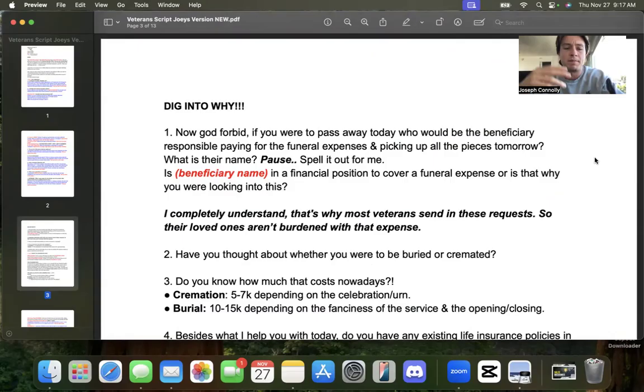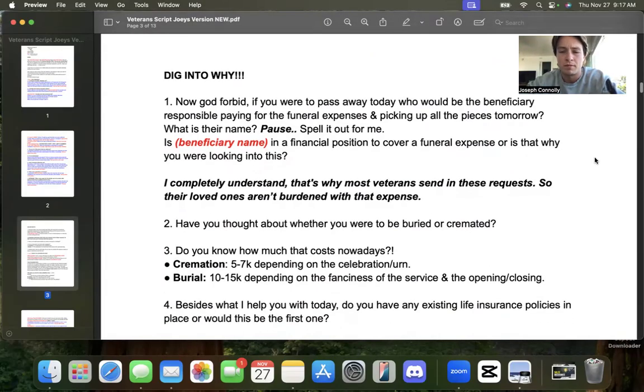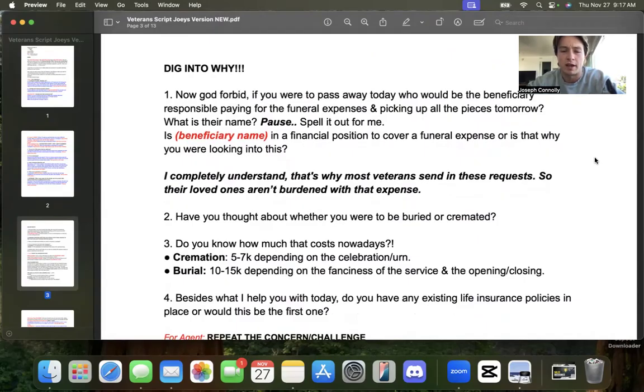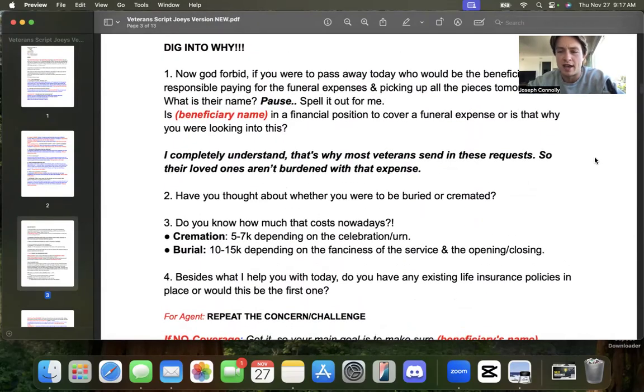All right, Mr. Bob. So typically, we start with the most important piece, which is who we are looking to protect. So, God forbid, if you were to pass away, who would be the beneficiary that would be responsible for paying for the funeral and picking up all the pieces for you tomorrow, sir? Your daughter, Janice. Okay, I got it. And Janice, that's spelled Janice, correct? Same last name as you, or has she picked up a new last name? All right, got it. Janice Whitaker. All right, got it. And then, not to put you on the spot or anything, but do you know Mrs. Janet, your daughter's date of birth?